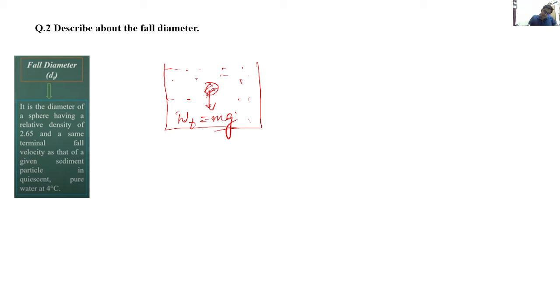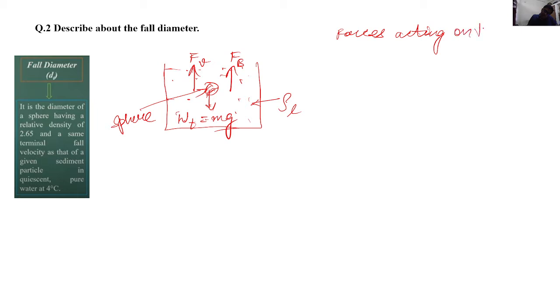So the downward force of gravity would be balanced by two upward forces. The first upward force happens to be the viscous force, represented here by Fv, and the other one happens to be the buoyant force, represented here by Fb. So let us take this condition of a sphere falling through a viscous medium. So this is a sphere falling through a viscous medium having, let us say, density rho l. So what may be the forces acting on the sphere?